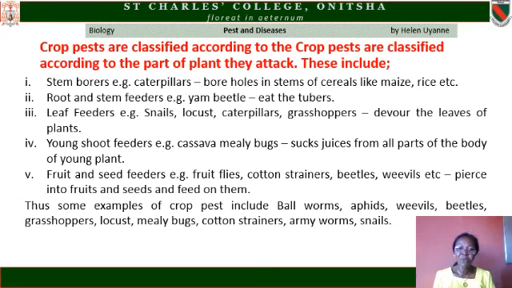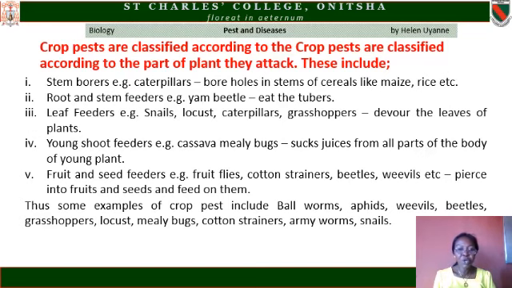Then we have the second one, which is root and stem feeders. An example is the yam beetle. You know, we have root tubers. An example of a root tuber is cassava, and we have a stem tuber, which is yam. Yam tuber is a stem tuber. Now you have yam beetle attacking the tubers of what? Of yam. So they eat the tubers.